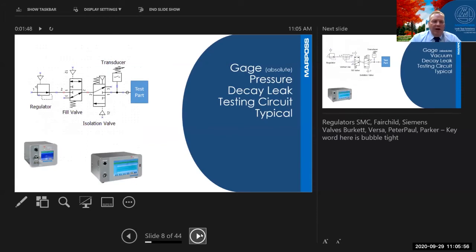Today, when we look at a real Techna pressure decay system, what we're looking at is a regulator. We actually have two valves now. We use what we refer to as a fill valve and an isolation valve. So the fill valve lets us put air into the part. The isolation valve allows us to cut off the air from the test part. So if the isolation valve were to develop a leak, it would flow out of the part itself, okay? That's what we're looking at. But this is typically the modern gauge pressure decay leak test system: simple regulator, two solenoid valves, and a transducer.